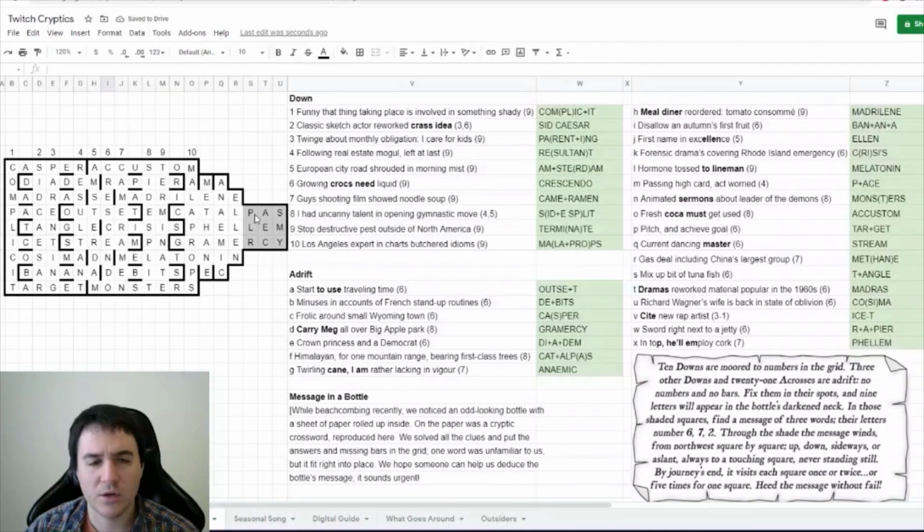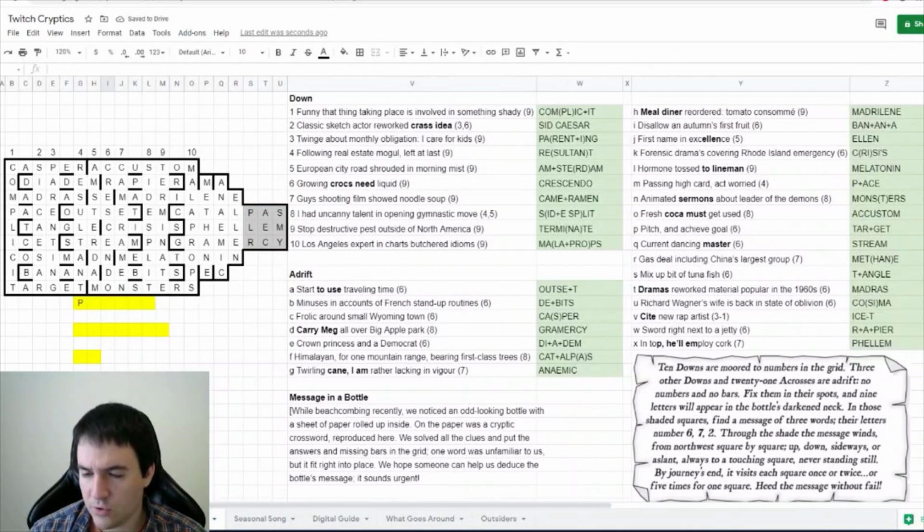So now we have to focus in on this gray section. We have a 3x3 gray section with letters P-A-S, L-E-M, R-C-Y. We're going to start with the northwest square, and we're looking for 3 words of length 6, 7, and 2. And we're looking for a message that they say in the other flavor text sounds urgent. Every square is used either once, twice, or 5 times.